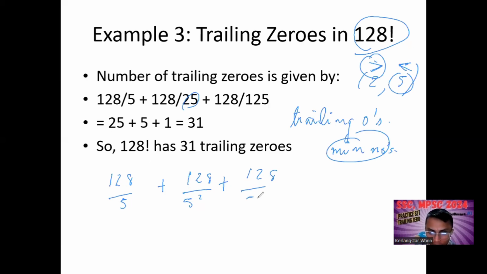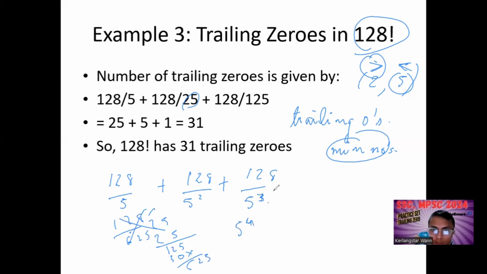5 to the power 3. Maximum we can go is up to 5 to the power 3, because 5 to the power 4 won't work. 5 fives are 25, and 25 times 25 is 625. 128 is less than 625, so it won't work here. So the max we can do is 5 cubed, which is 125.